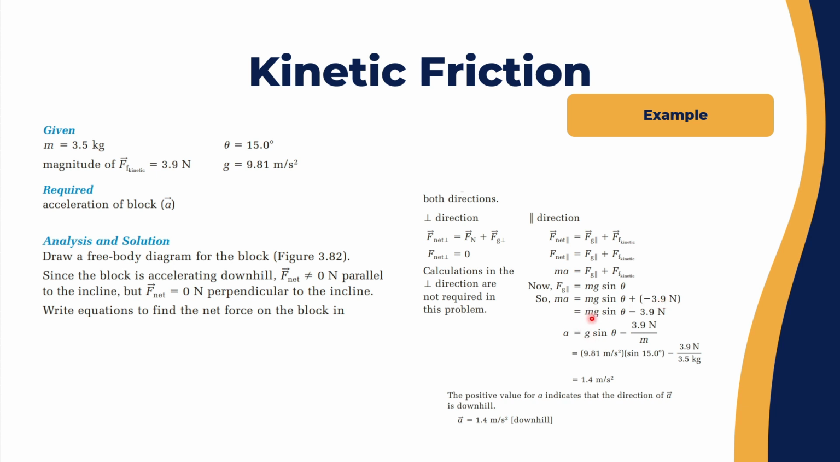Replace m, replace g, replace theta. You'll be able to find a equal to 9.81 multiplied by sine 15 minus 3.9 over 3.5 kilograms. That would give you 1.4 meters per second squared downhill. That would be the acceleration of the object on an inclined surface.